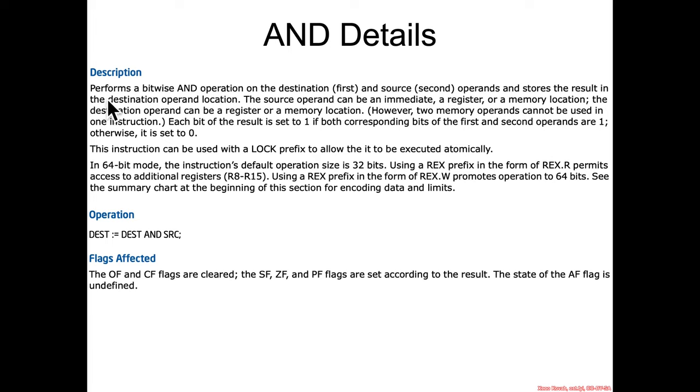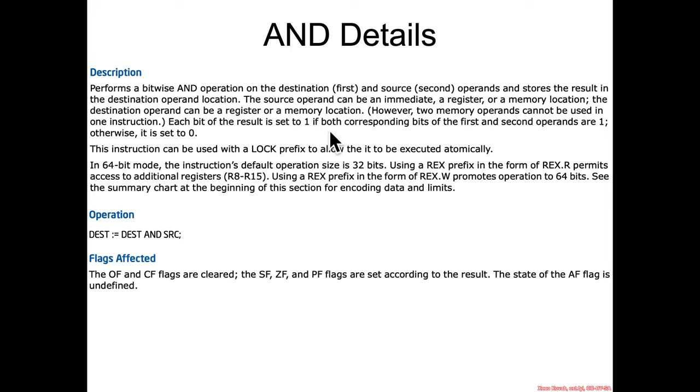So just reading this description quickly, it says it performs a bitwise AND operation on the destination, first, and source, second operands, and stores the results into the destination operand location. Source operand can be immediates, registers, or memory location. Destination can be register or memory location. However, two memory operands cannot be used in one instruction. So that's the thing that I told you repeatedly throughout the class. No memory-to-memory moves, no memory-to-memory ANDs, ADDs, XORs, anything like that. And then it's just telling you what the AND instruction does.